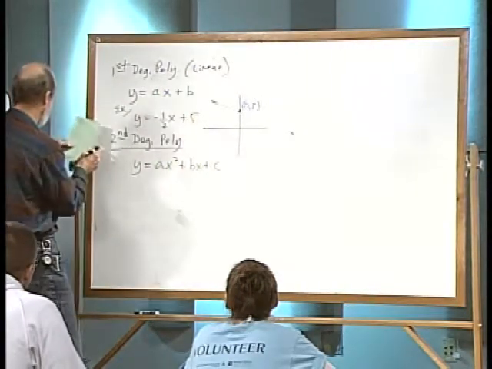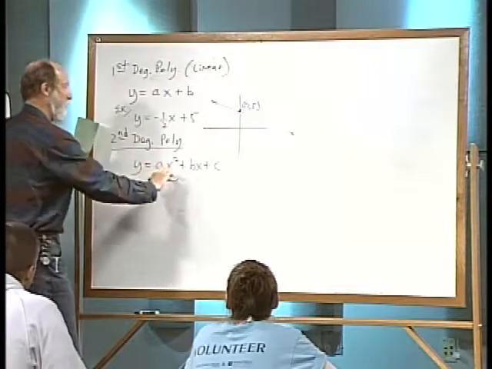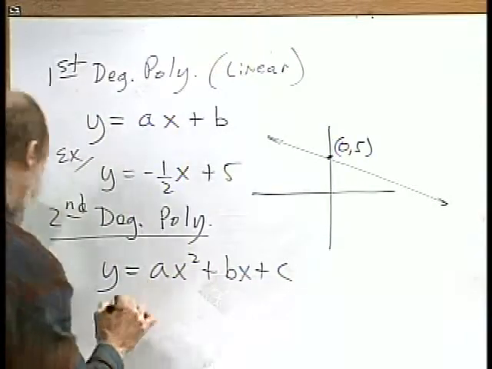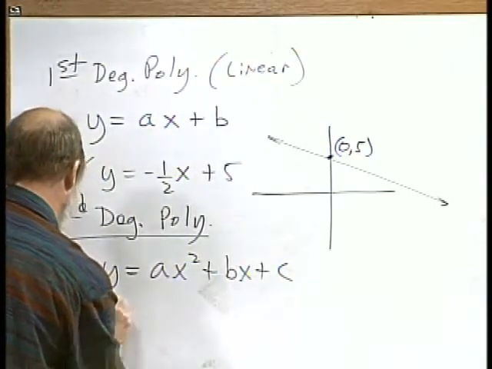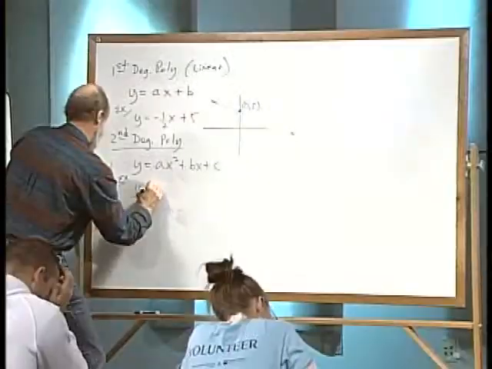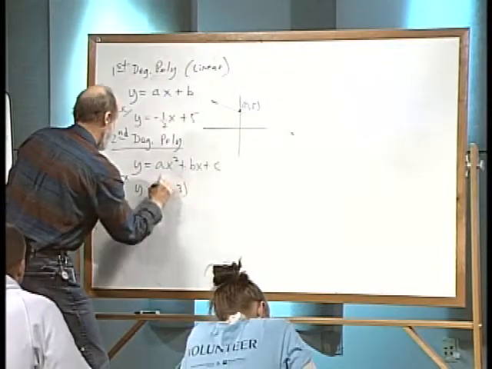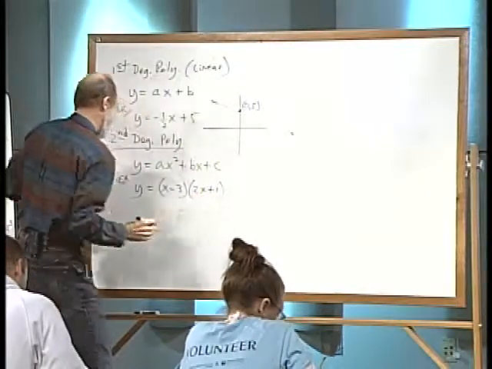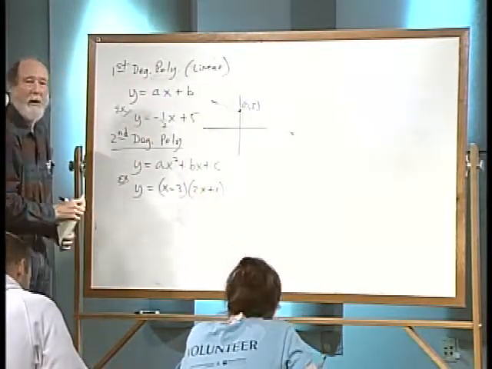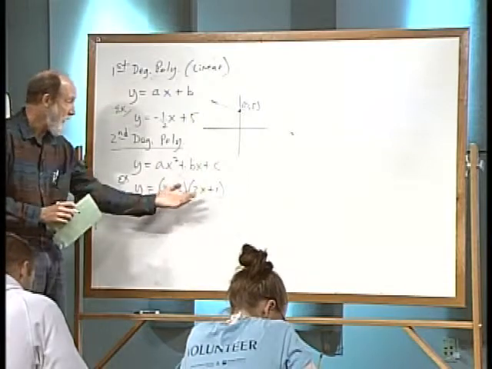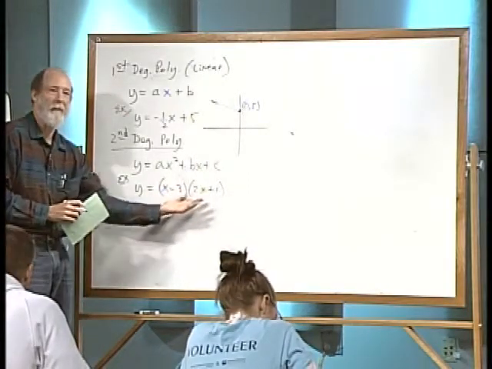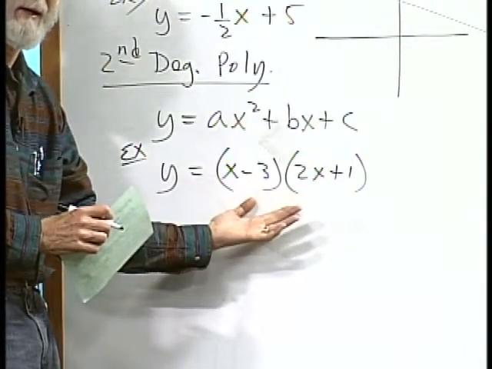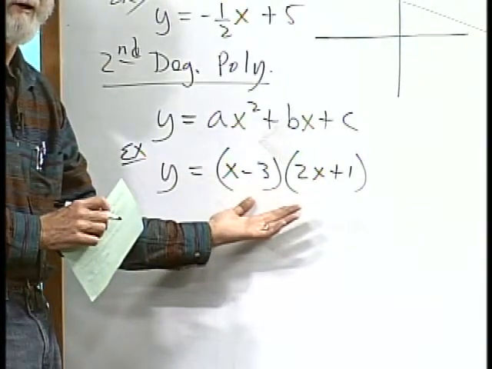Now, let's do an example of this one. And why don't I start with one that I start out in factored form? So here's a little simple example that I made up. X minus 3 in factored form times 2x plus 1. Why do I like starting with it in factored form? Why do you think? Because I can see my zeros, can't I? Can't you see the zeros here?